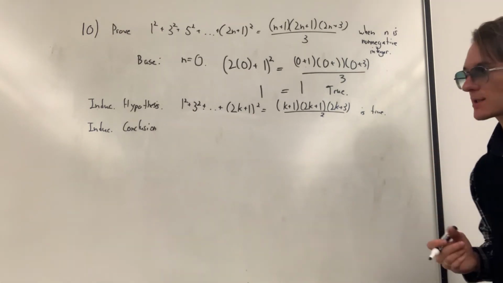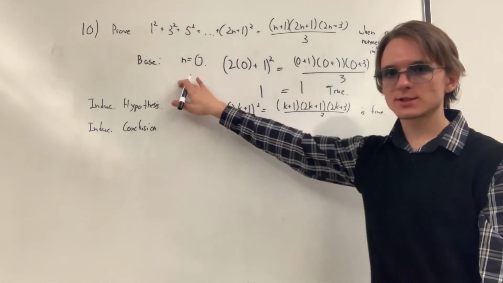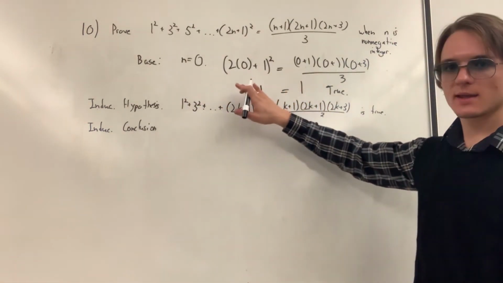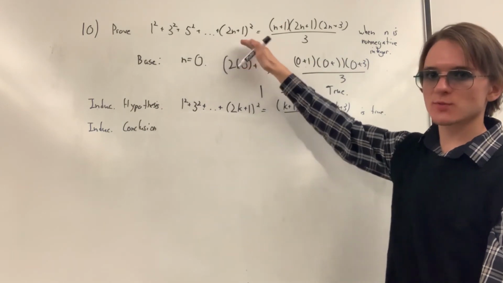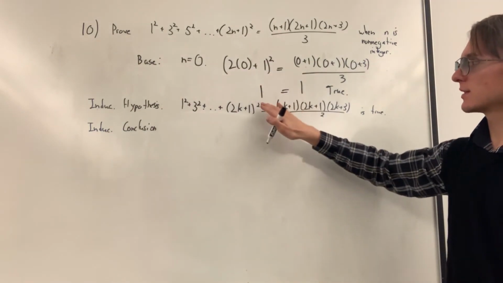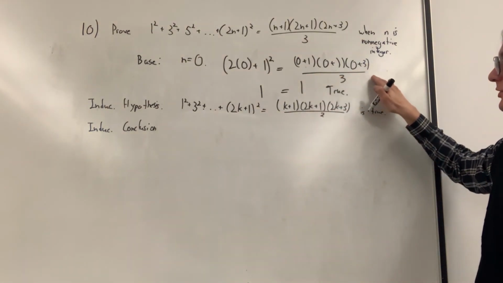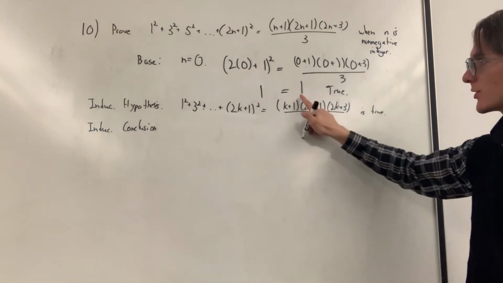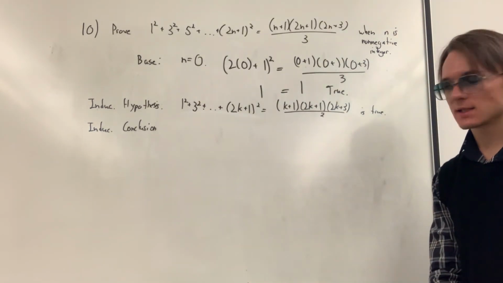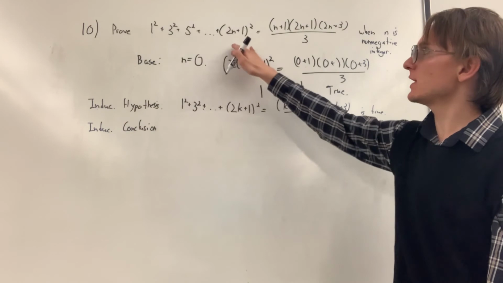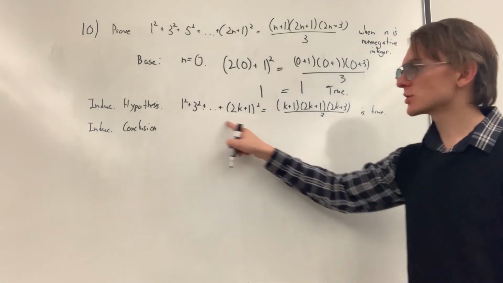Our base case is the first non-negative integer, that is, n is equal to 0. So we simply plug in 0 for n. We get 2 times 0 plus 1 squared, which is 1. And we get 0 plus 1 times 0 plus 1 times 0 plus 3 over 3, which is also 1. Therefore, the base case holds. Our inductive hypothesis is simple. We just replace all of the n's in what we're trying to prove with k, and we assume it to be true.